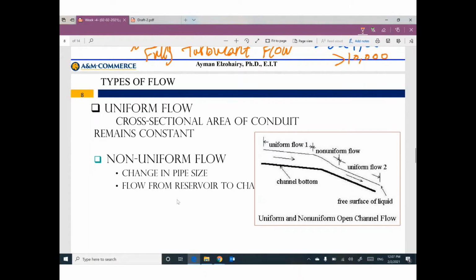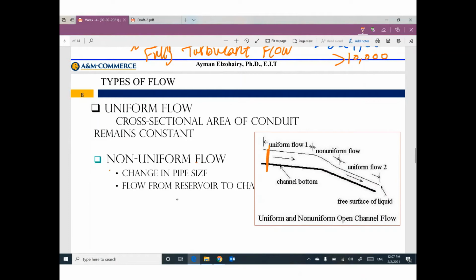We have another category for types of flow. Sometimes your flow can be called uniform flow, sometimes non-uniform flow. Uniform flow will happen if the cross-sectional area of the conduit remains constant.